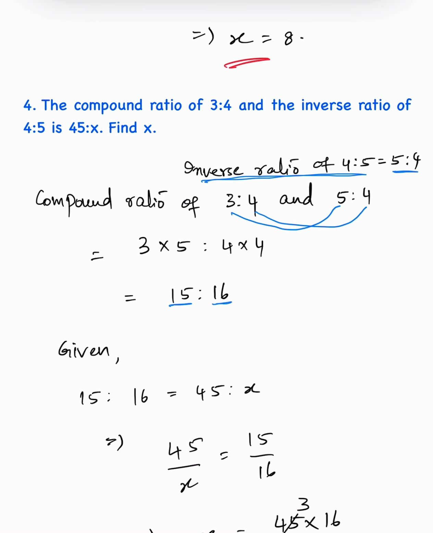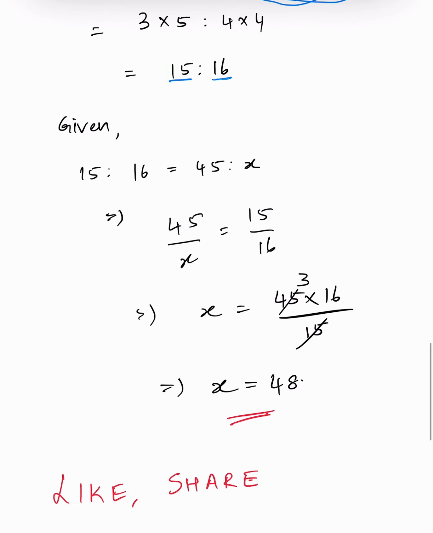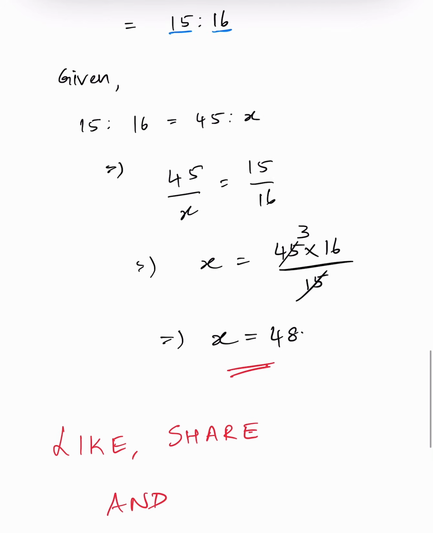So compound ratio of these two ratios is 15 is to 16, but it is given in the question that compound ratio is 45 is to x. So again equate these two ratios. 45 is to x equal to 15 is to 16. So 45 by x equal to 15 by 16. X equals 45 into 16 by 15. Therefore x equals 16 into 3, x equals 48.